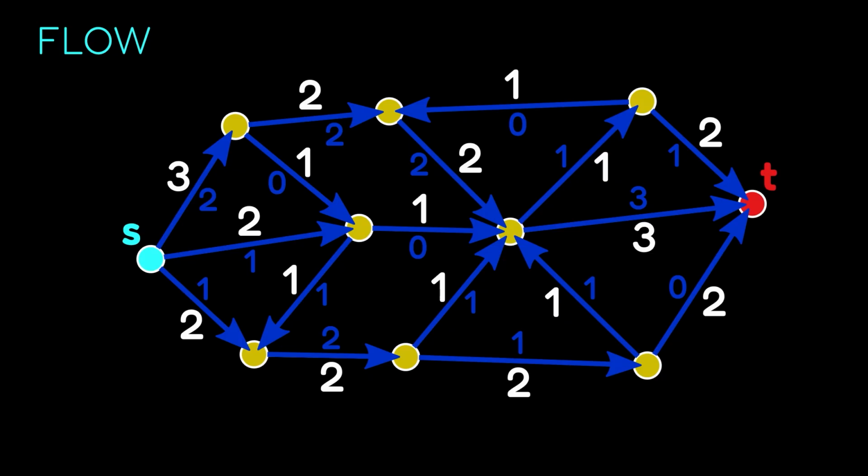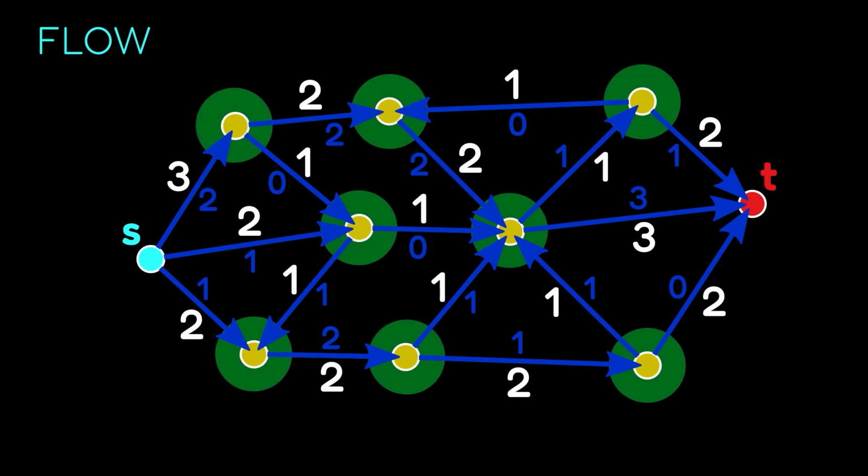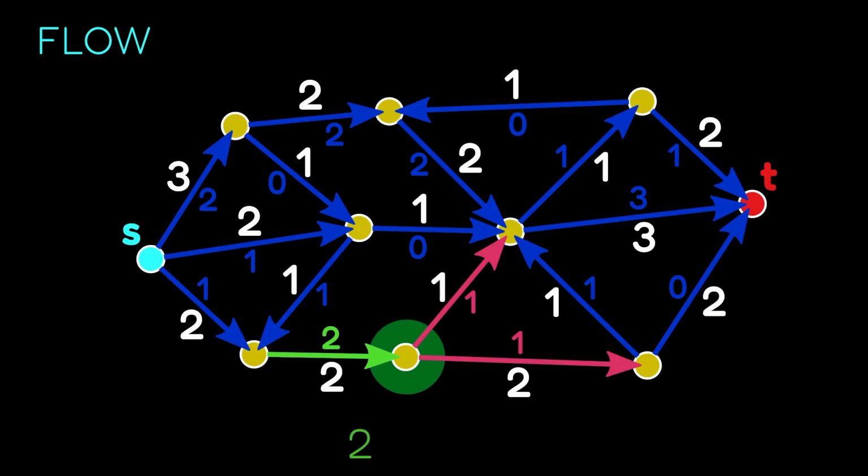A flow must satisfy one condition. In every node, by the principle of conservation, the amount of water entering must equal the amount leaving, except for the source and the sink. In other words, for every point of the graph except S and T, the sum of incoming arrows must equal the sum of outgoing arrows.